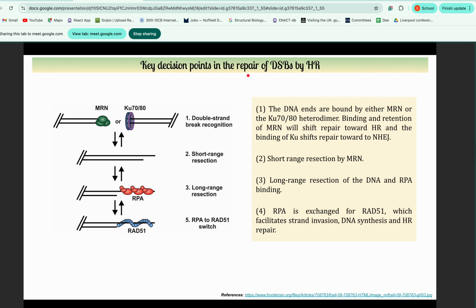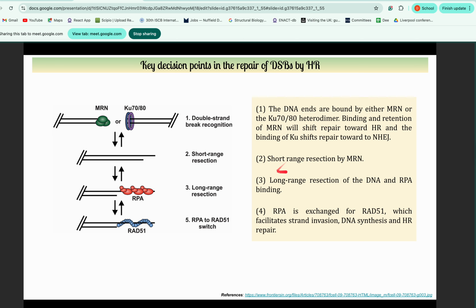Okay, so key decisions in the repair of double strand breaks by homologous recombination. The first decision is that the DNA ends are bound by either MRN or Ku70-Ku80. This protein complex will decide whether it will undergo homologous recombination or non-homologous end joining. Ku70-Ku80 is used in non-homologous end joining, whereas MRN is used in the case of homologous recombination. So the first decision comes after the binding of these protein complexes.